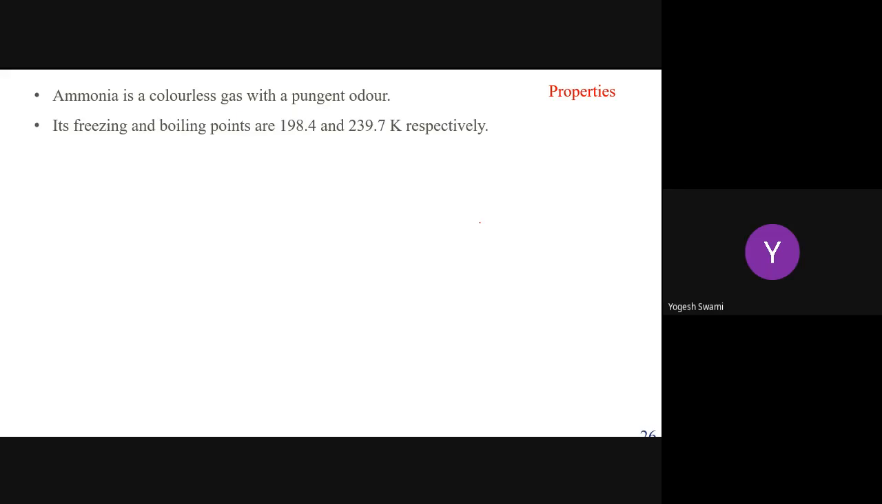Now the properties of ammonia. Ammonia is a colorless gas with a pungent odor. You must have smelled ammonia in your laboratory. What is its freezing point? 198.4 Kelvin, and the boiling point is 239.7 Kelvin.